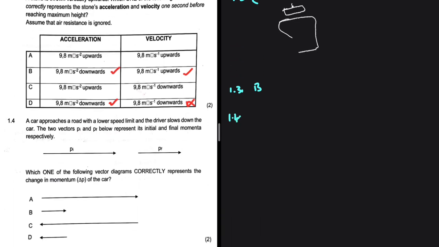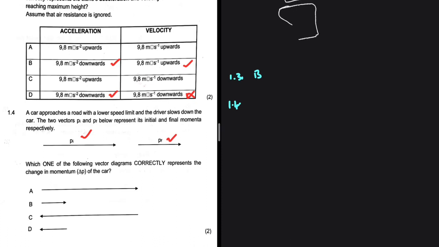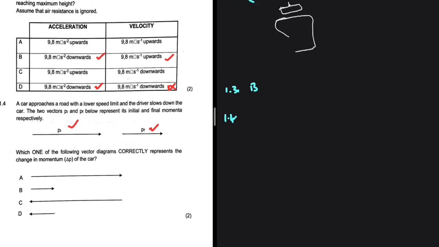Let's move to 1.4. A car approaches a road with a lower speed limit, and the driver slows down the car. The two vectors, momentum initial and momentum final below, represent its initial and final momentum respectively. Which one of the following vector diagrams correctly represents the change in momentum of the car? A lot of people will probably think that P initial and P final are pointing in the same direction, so I can just add them and my answer will be A. But that is not the case.